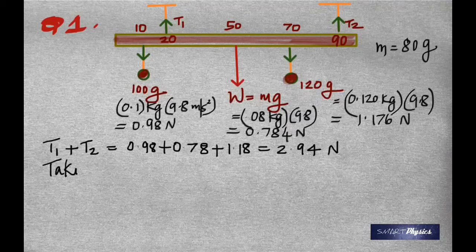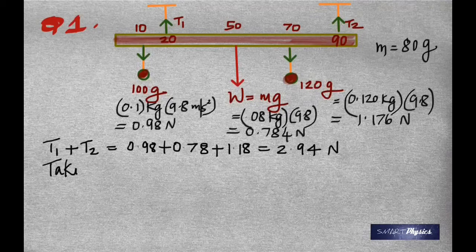Now, the second condition for equilibrium is that when you take the torque about a certain point, any point, the net torque must be zero, which means the total counterclockwise torque should be equal to the total clockwise torque. I have decided to take the torque about the point 20 centimeters, because then automatically the torque due to T1 would be zero, because there's no distance between T1 and 20, because it's acting right at 20. Because remember that torque is the product of the force and the perpendicular distance from the force to the point where you're taking the torque.